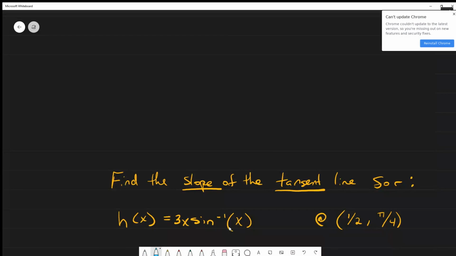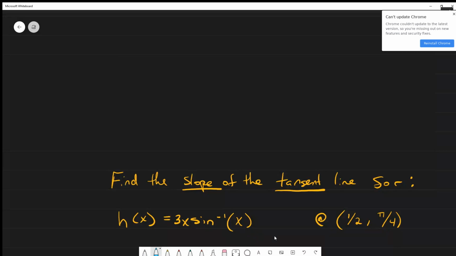So we need to find the slope of the tangent line, probably the equation of the tangent line for, we'll say, h of x is equal to 3x times the arc sine of x. And we're evaluating this at the point 1/2, pi over 4.